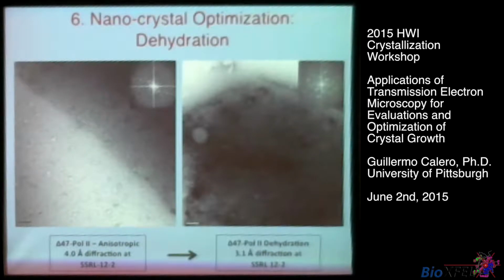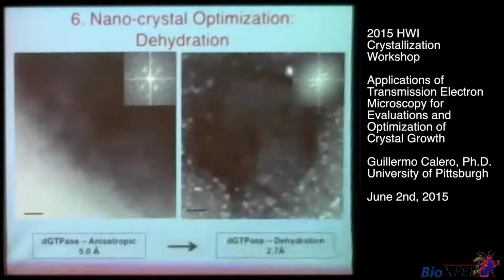This is the DGTPase. And we had these crystals, and they were anisotropic. So we applied a dehydration protocol. Before the dehydration, 5 angstroms anisotropic, you can see here. Then we did the dehydration protocol, and we got 2.7 angstroms.